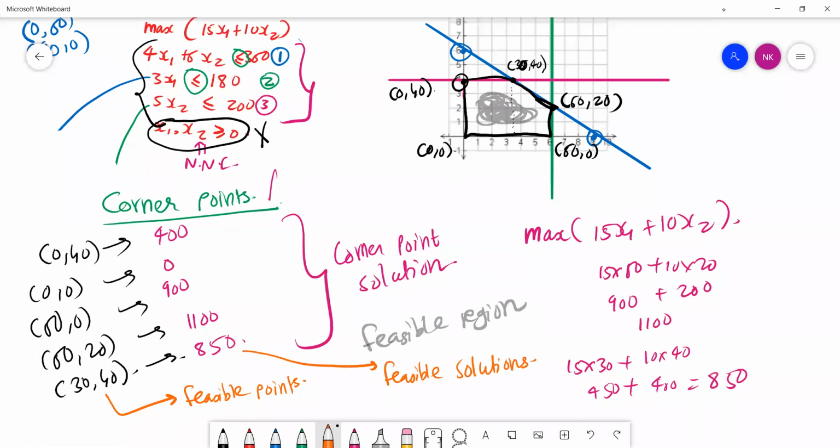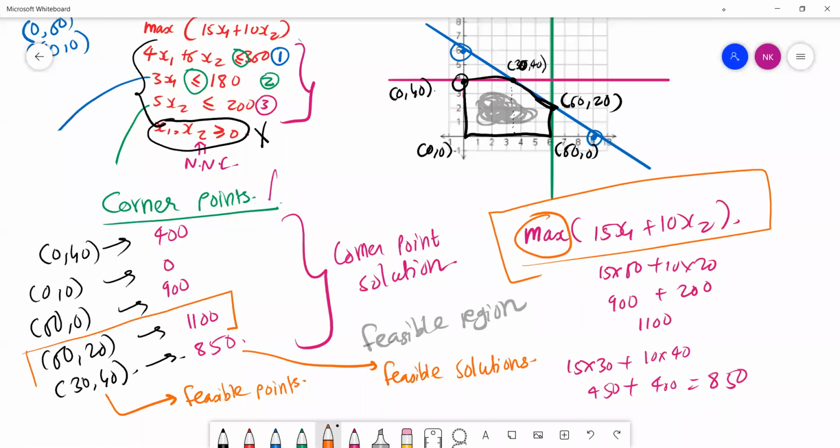Now, my main intention is to maximize this particular output. So what is the maximum value? This is the maximum value. So this particular answer, which is the maximum value, is called the optimal solution. That is what our intention is.